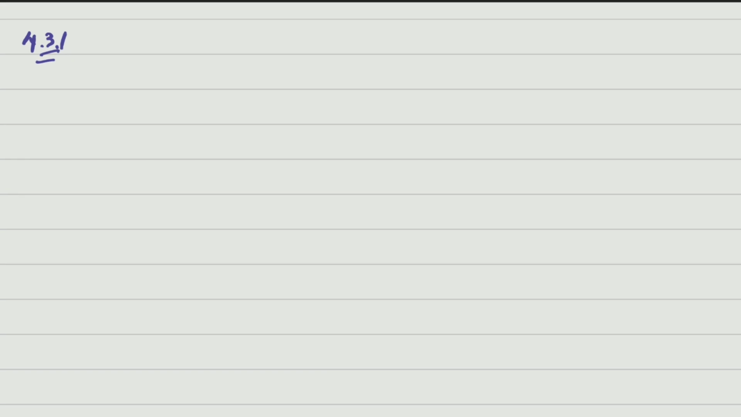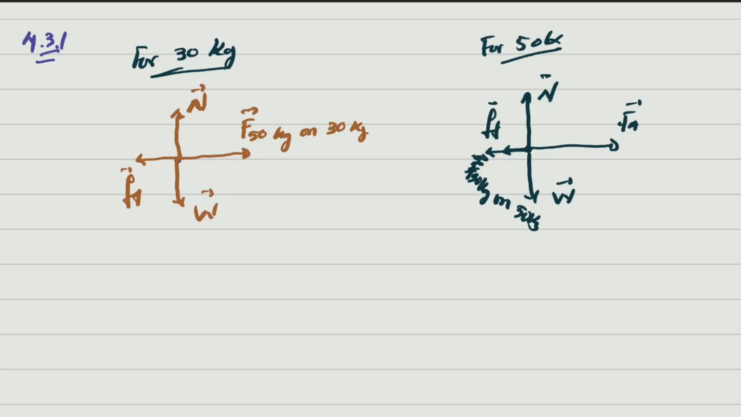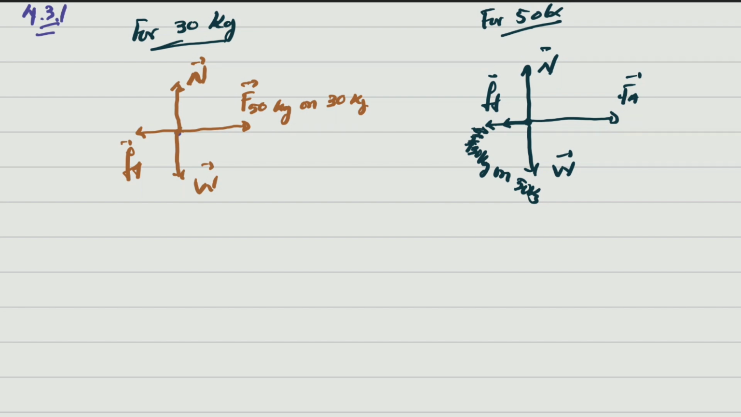This is question 4.3.1. The first thing we need is the two free body diagrams. That's what I did, and then I transferred here the two free body diagrams. So here on the left, we're going to write for the 30 kilogram block, and on the right for the 50 kilogram block. Which one you work first doesn't really matter.